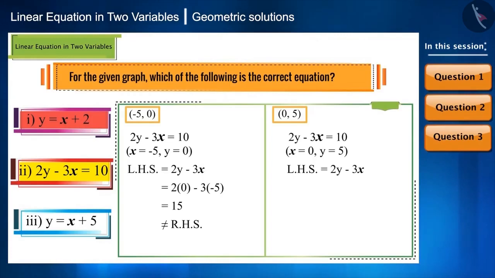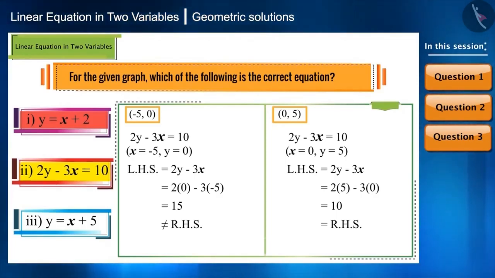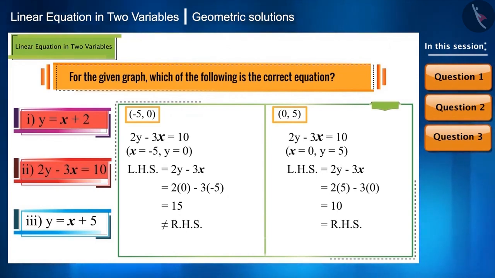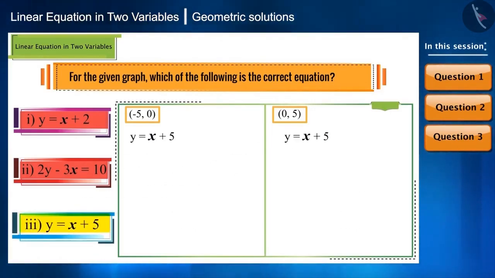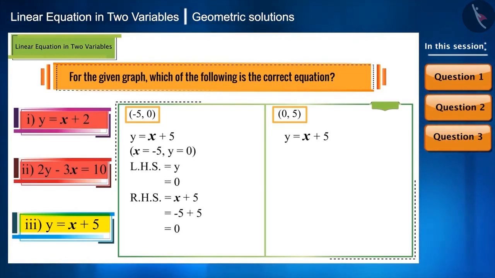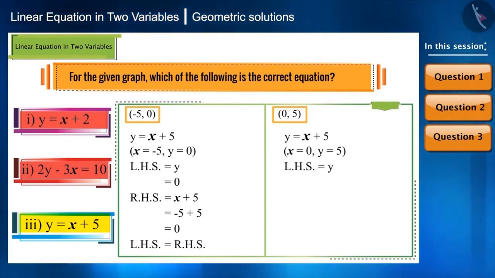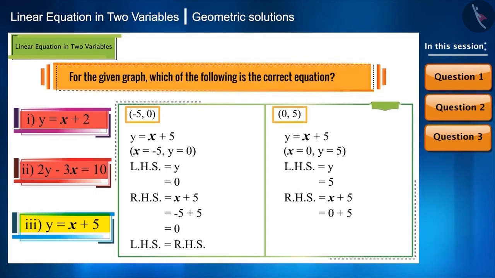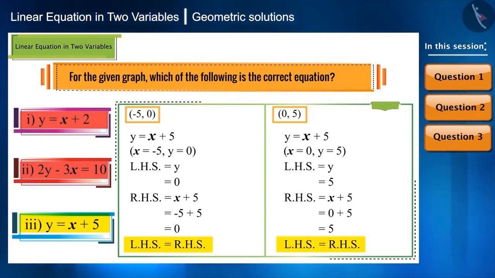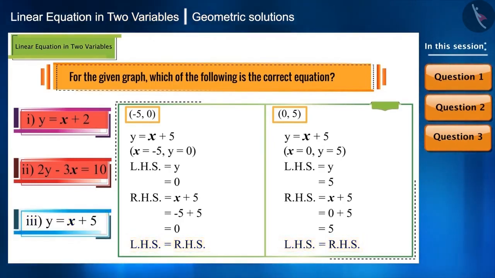But replacing the coordinates x and y with (0, 5) is making the LHS equal to RHS. So is this the equation of this line? No. Only when both the coordinates satisfy the equation, we can call it the equation of the line. Now let's substitute these values in equation 3. We get the LHS equal to the RHS for both the coordinates. Therefore, equation 3 is the equation of this graph.